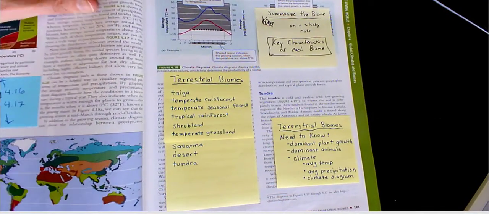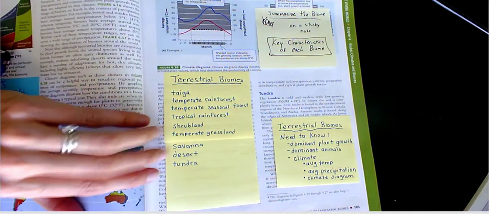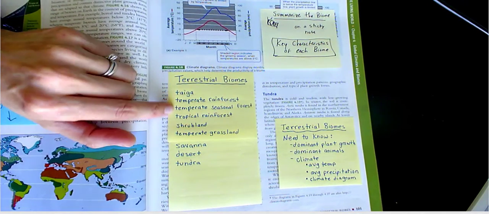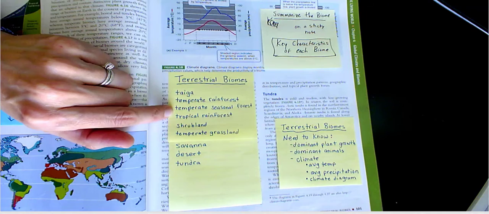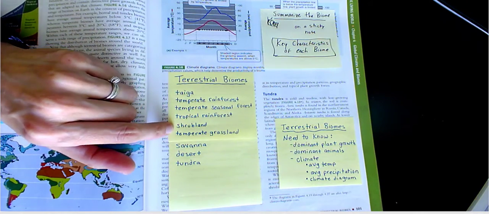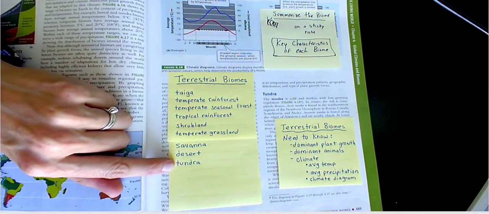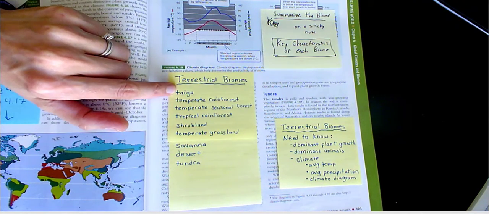So here's how this is going to work. These are the main biomes that you need to know according to the College Board. It's taiga, temperate rainforest, temperate seasonal forest, tropical rainforest, shrubland, temperate grassland, savanna, desert, and tundra. The taiga is also known as the boreal forest, so you might see it both ways.